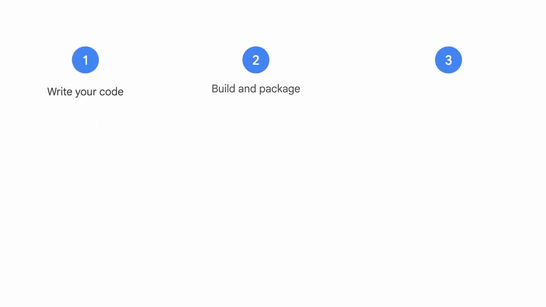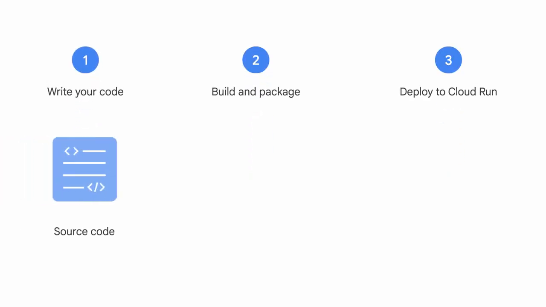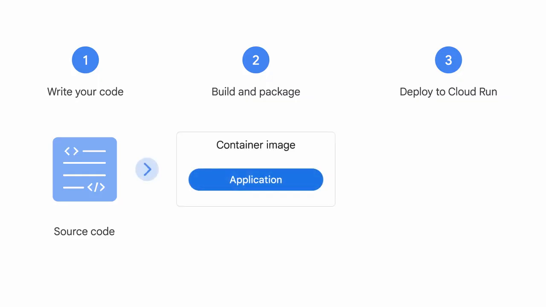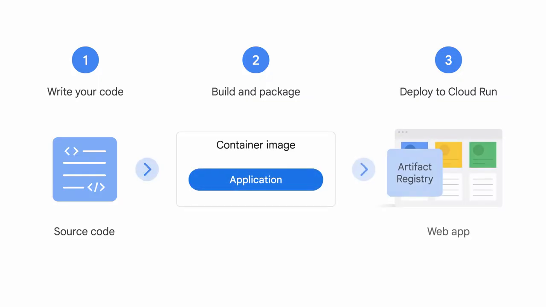The Cloud Run developer workflow is a straightforward three-step process. First, you write your application using your favorite programming language. This application should start a server that listens for web requests. Second, you build and package your application into a container image. And third, the container image is pushed to Artifact Registry, where Cloud Run will deploy it.